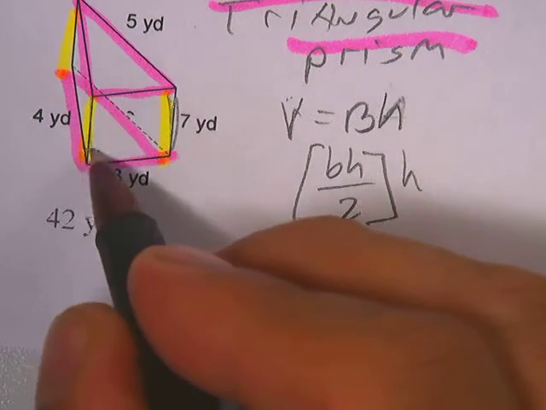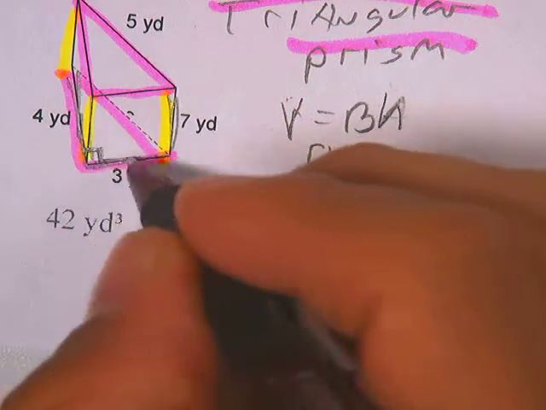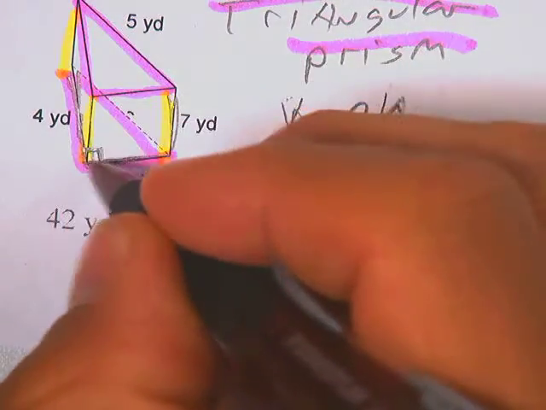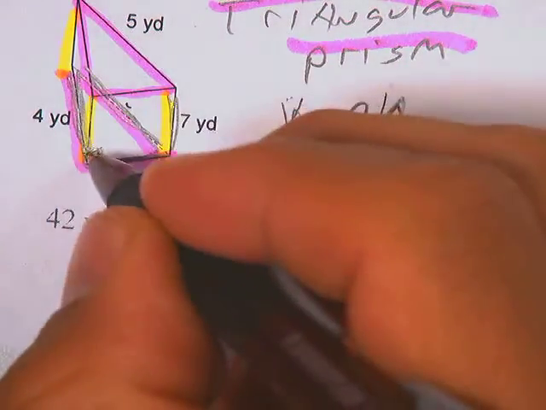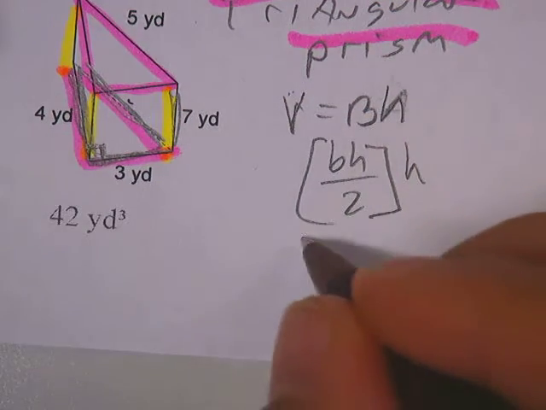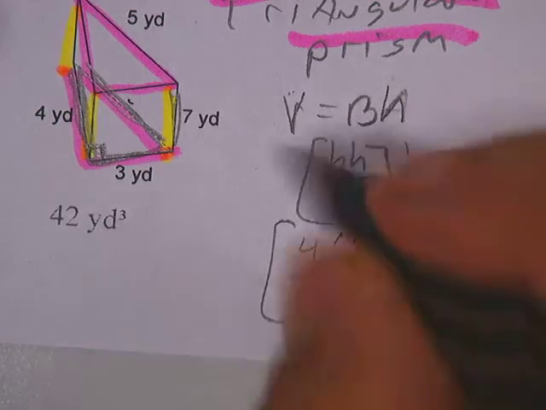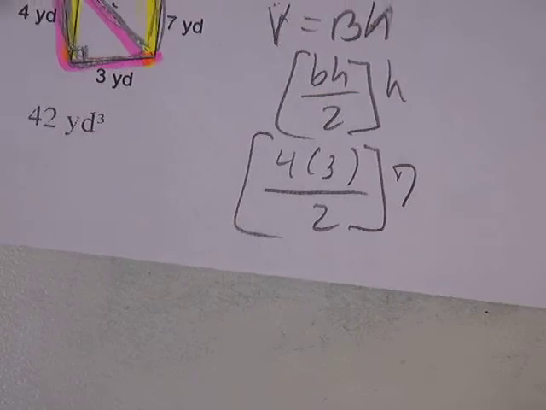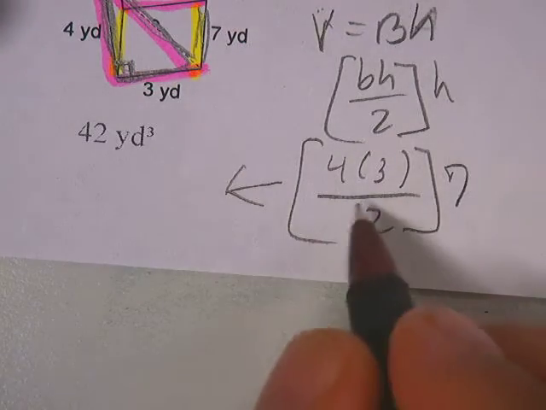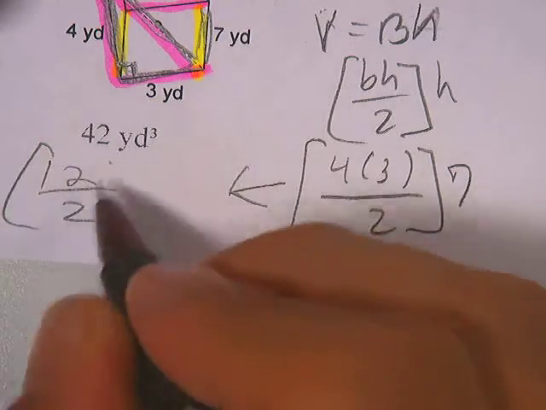So now I know that it's a triangle, so now I have to use base times height divided by 2 times the height. And so now I think, okay, there's the right angle there. That means that the 4 is touching the right angle, and the 3 is touching the right angle, and they're part of my triangular base. So my triangle is 4 and 3, which means it would be 4 times 3 divided by 2 times the height, which is 7.